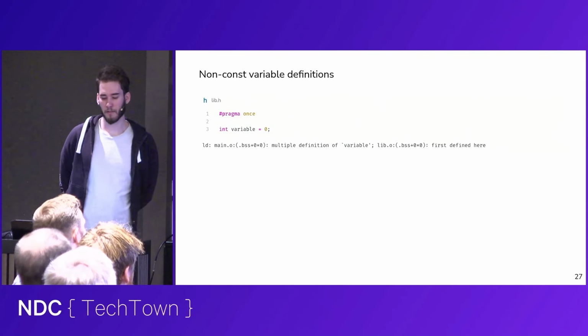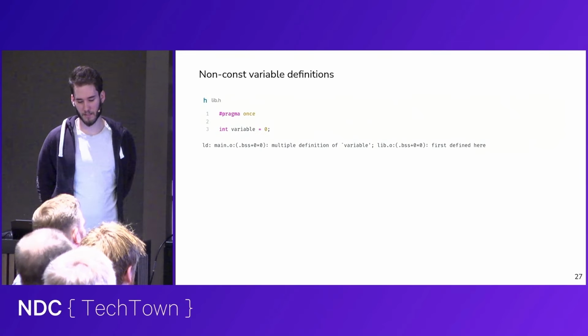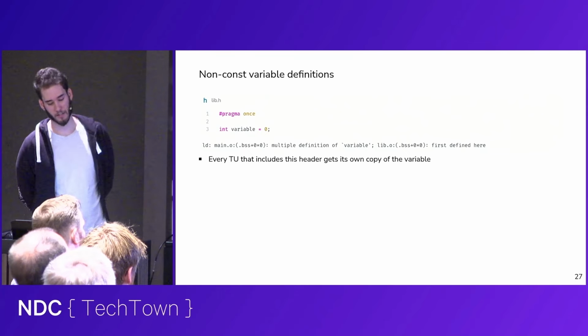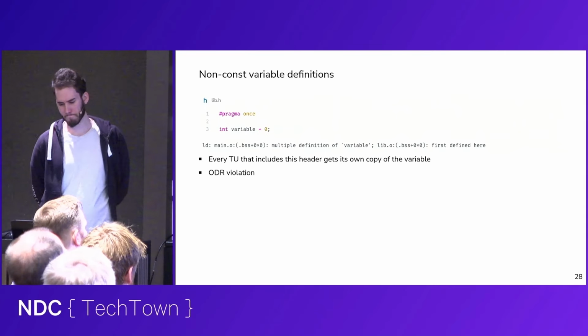For non-const variable definitions, you get a similar situation. Your linker will complain that there are multiple definitions of the variable if you try to link multiple files that have this definition, because every translation unit that includes this header will get its own copy of the variable, and that's, of course, an ODR violation.